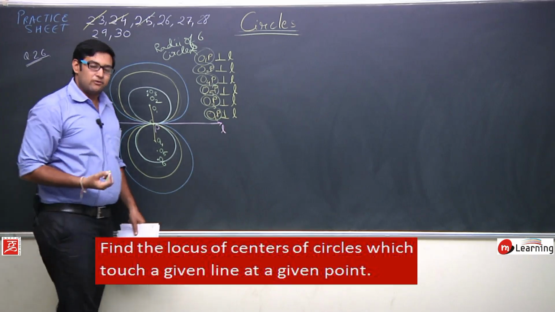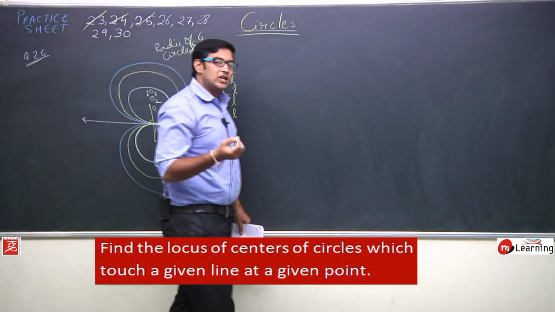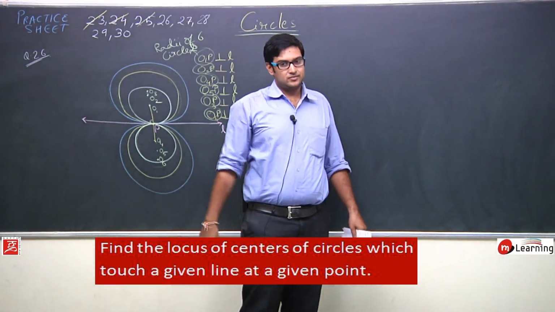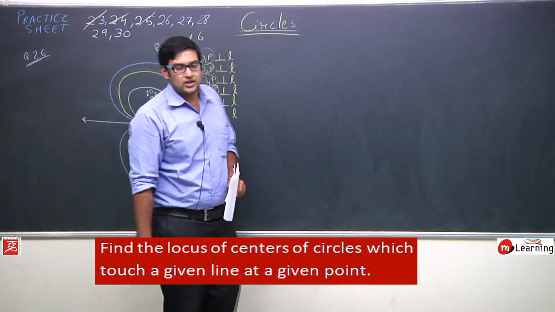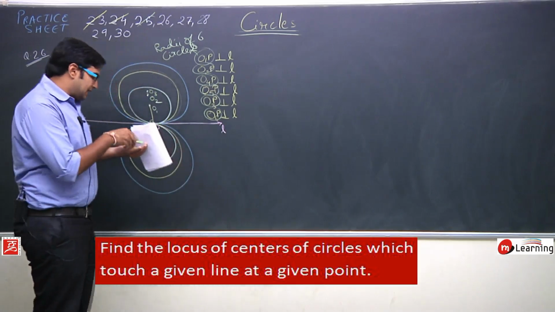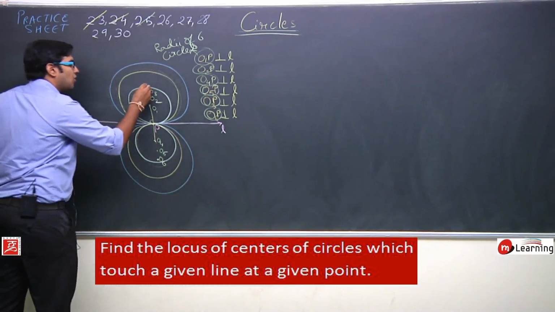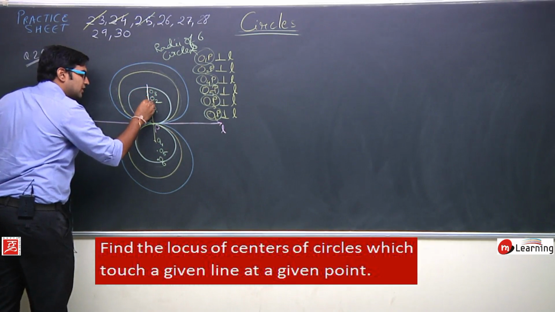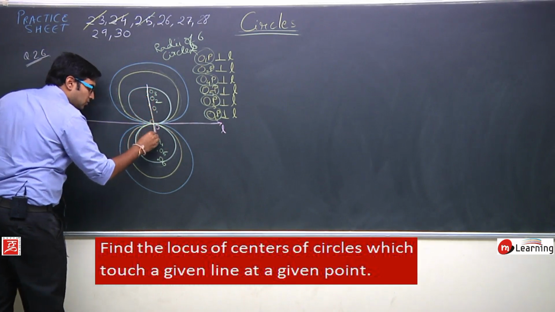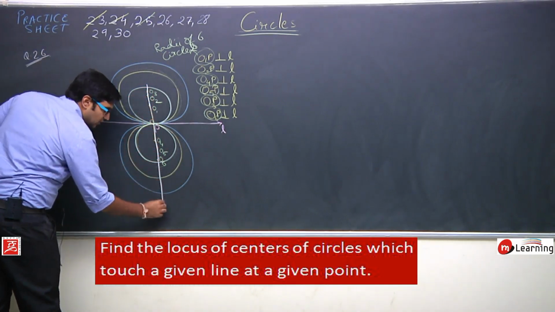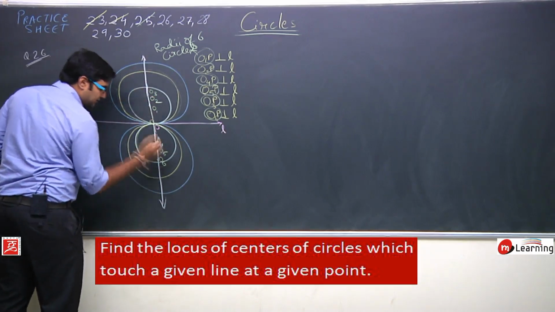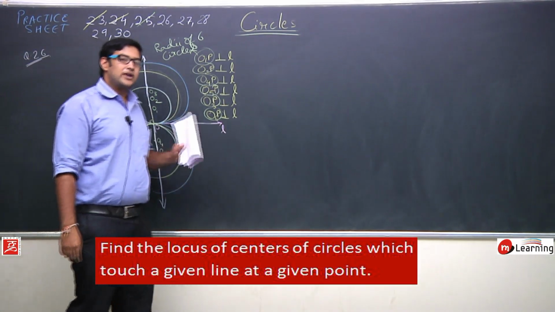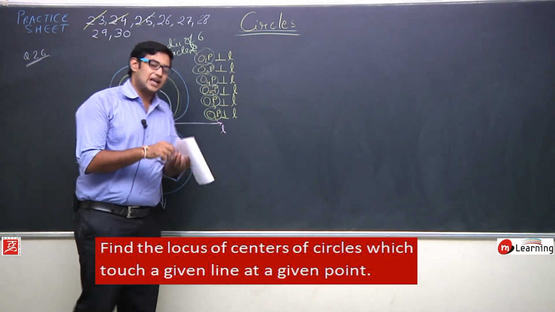So can I have multiple perpendiculars at a single point? No, I cannot have multiple perpendiculars at a single point. So what does this mean? It means that if I join all these points O3, O2, O1, P, O4, O5 and O6, all these points will lie on a straight line.